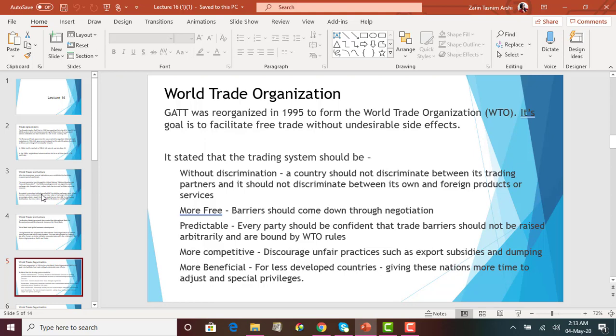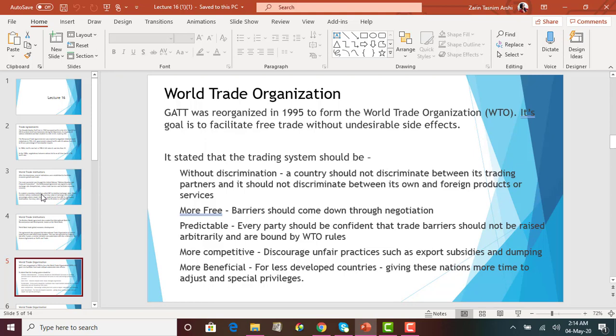Then, more free trade. Basically it's saying the tariffs, the trade barriers, and the regulations need to come down so that there's more trade between the countries and more negotiations. It also stated that the trading system should be predictable. Every party should be confident that trade barriers will not be raised arbitrarily and are bound by WTO rules. So the government will not suddenly increase tariffs for no reason unless they are bound by the WTO rules. Okay, so that's predictable.